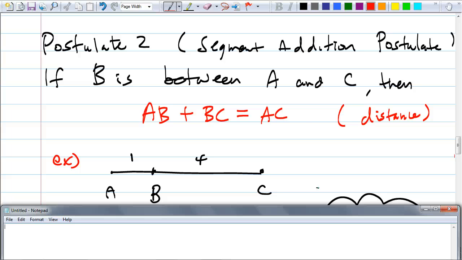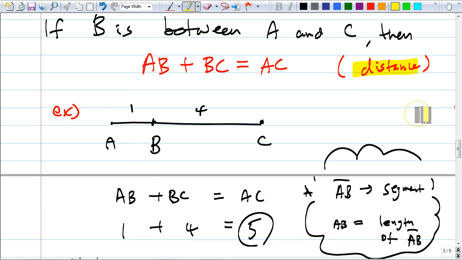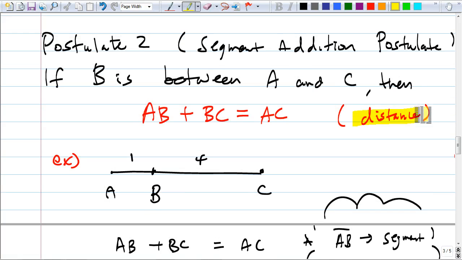Everybody understand? Do you see why we didn't put any segment bar on top here? Because what are we talking about again? We're talking about the distance. Let me highlight this. Any question? So they're basically saying that AB plus BC is AC, which means the distance of AB plus the distance of BC, these two segments, equals the distance of the whole segment AC. Very simple.